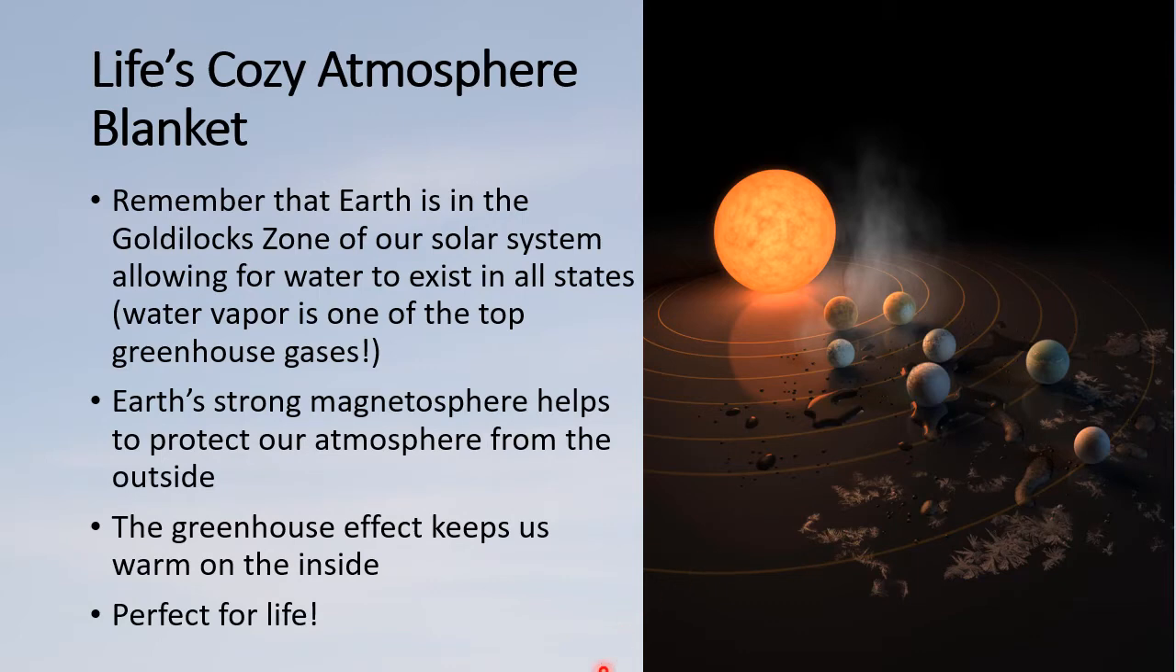So remember that Earth is in the Goldilocks zone of our solar system, allowing for water to exist in all states. Water vapor is one of our top greenhouse gases, or one of the gases that helps to trap heat on the planet. Earth's strong magnetosphere helps to protect our atmosphere from the outside. In other words, our strong magnetosphere keeps the solar winds from blowing all of our atmosphere away. And then our greenhouse effect keeps us warm on the inside. This is what makes it perfect for life.